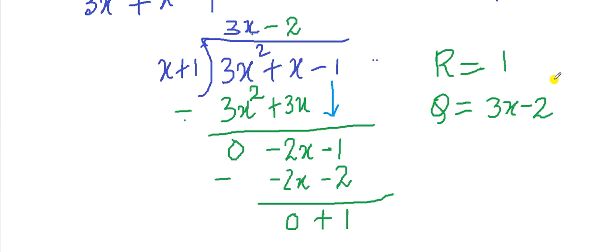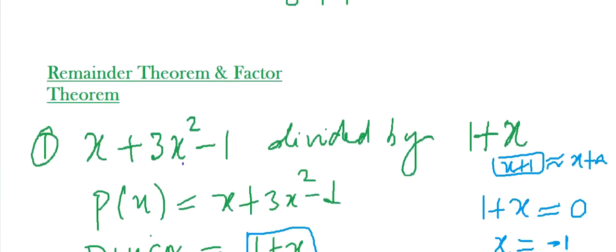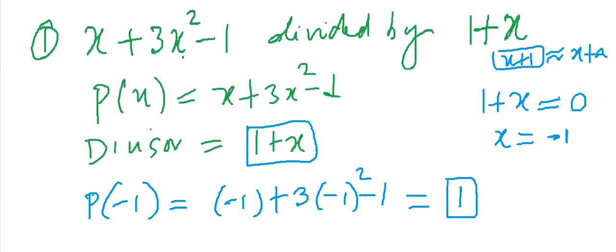Okay, and how do you extend it to the factor theorem? If I had got my remainder as 0, then I will say that 1 plus x is a factor. But here in this particular question, my remainder is not 0. So I say that 1 plus x is not a factor of x plus 3x square minus 1. Let me take up a second example where I am actually getting it as a factor.